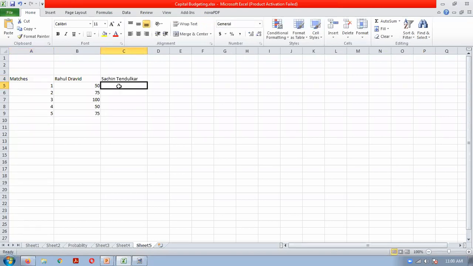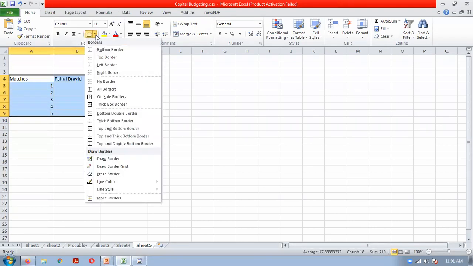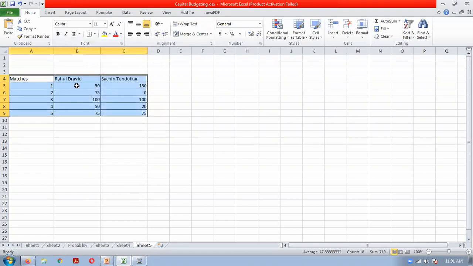Now Sachin Tendulkar in the first match scored 150. Second match 0. Then again he scored 100. Then in one match he scored 20. Then again he scored 75. So this is just an illustrative score chart we have drafted based on the normal trends of both the players.